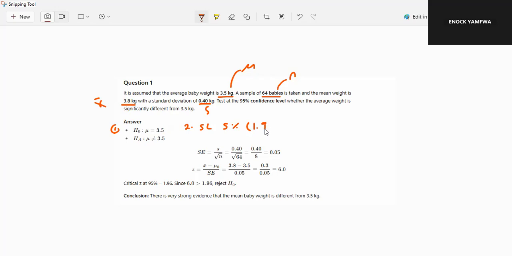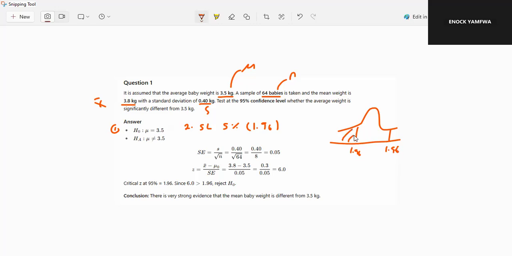1.96, right? 1.96. Then you can even show the shading here. So on the left side, you put negative 1.96. On the right side, you put 1.96. So if it is in the shaded region, we reject. If in the unshaded region, we fail to reject. Are we together? Yes.